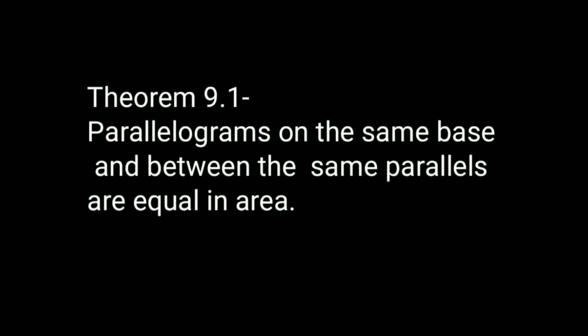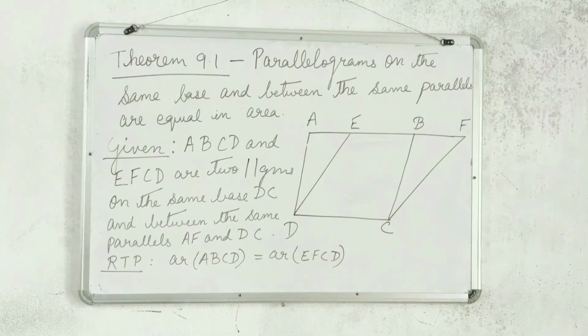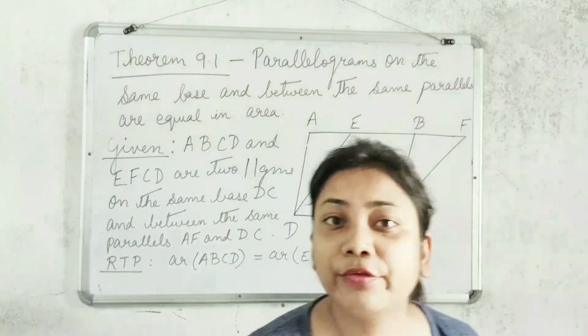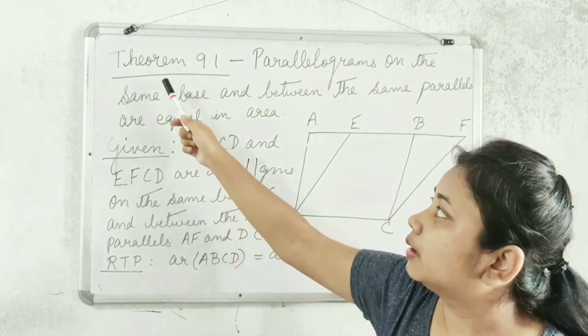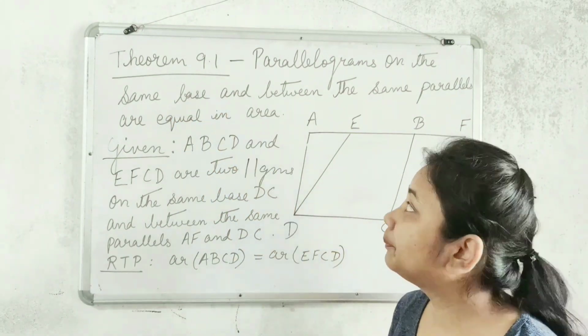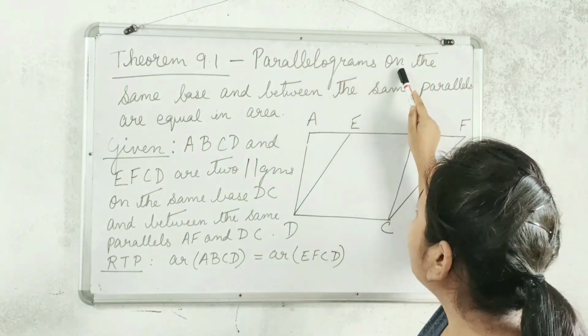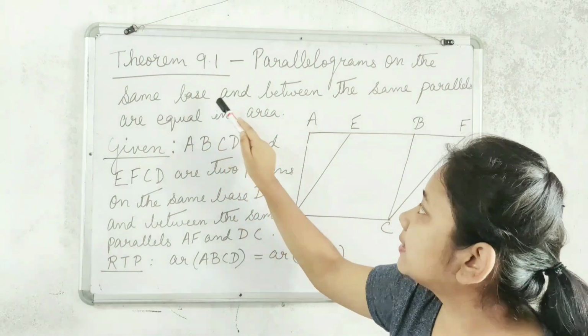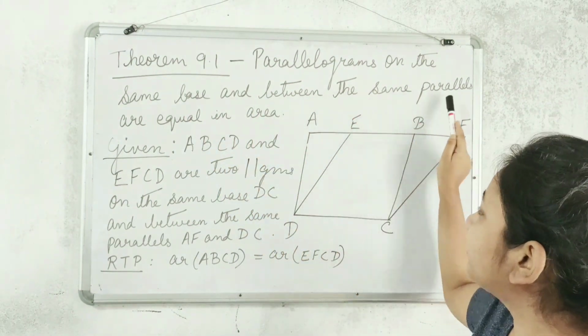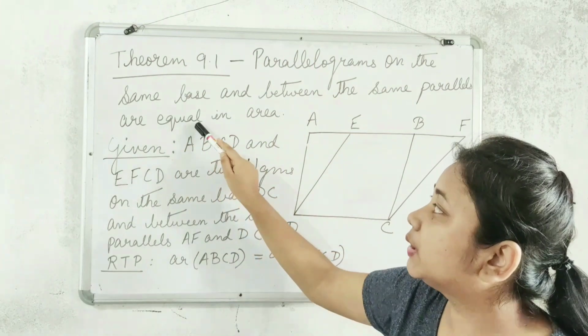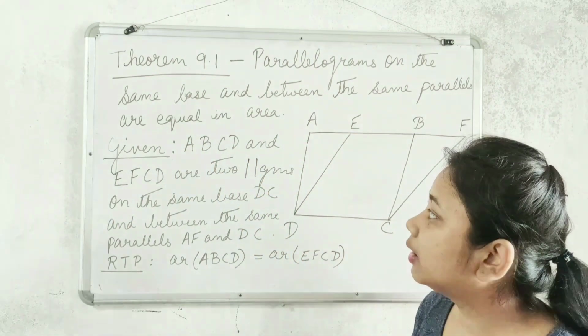Theorem 9.1. Parallelograms on the same base and between the same parallels are equal in area.